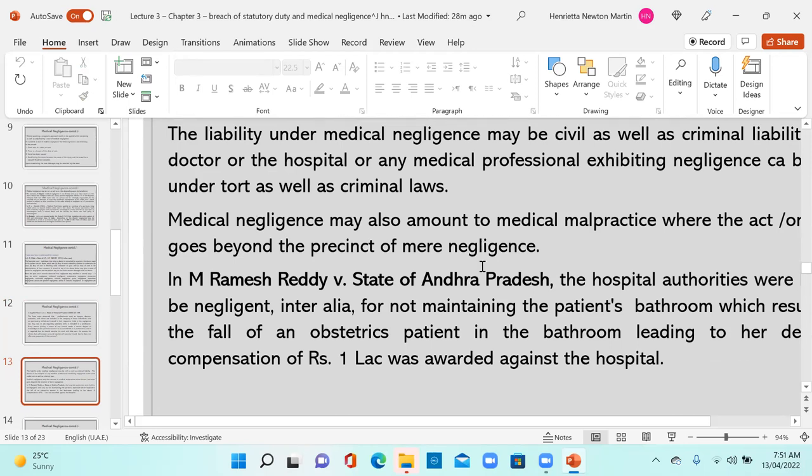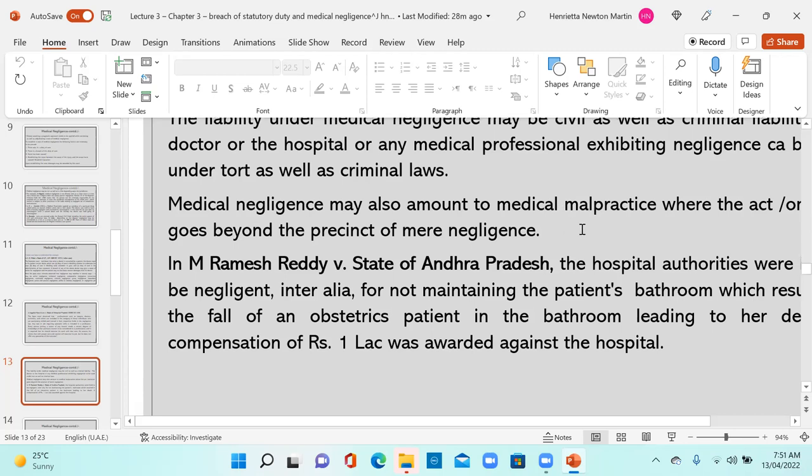Now, medical negligence may also amount to medical malpractice. Remember, medical negligence can also amount to medical malpractice. That is, doing wrong things under the garb of a medical facility. So it may amount to even medical malpractice when the act or the omission goes beyond the mere presence of negligence.